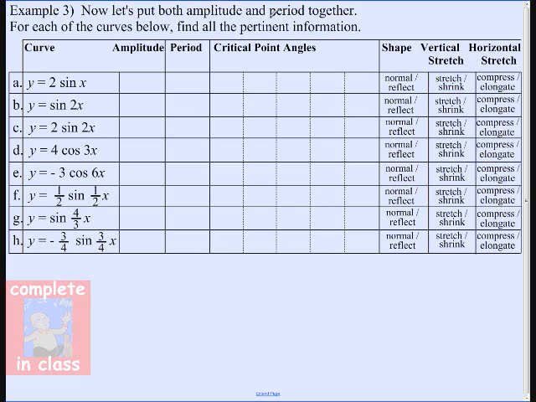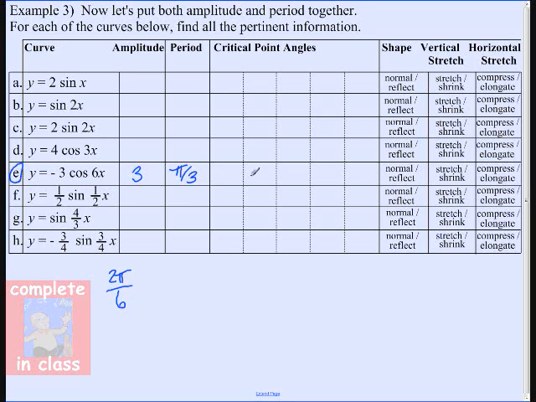When we put both amplitude and period together, let me just jump down to, let's try this one, E. You can do the rest of them yourself, and you can do them in class. What would the amplitude on this be? We take the absolute value, so the amplitude is 3. What is the period? It's going to be 2 pi divided by the frequency of 6, so the period is pi over 3.